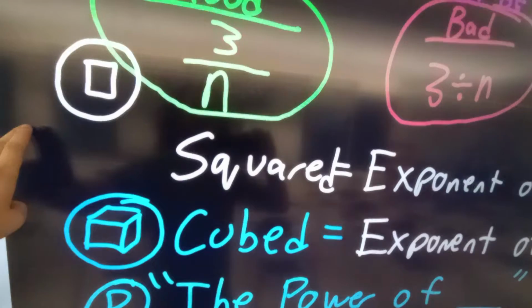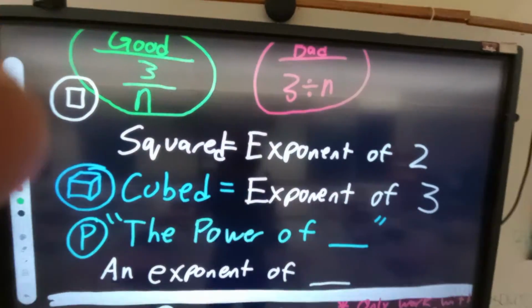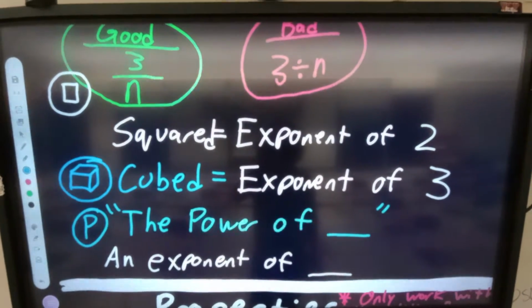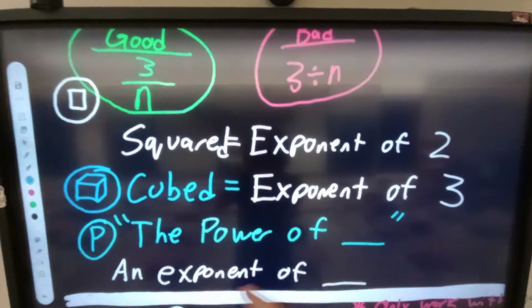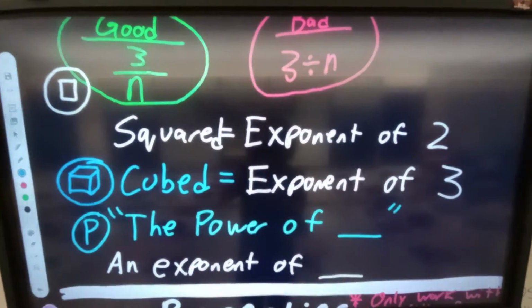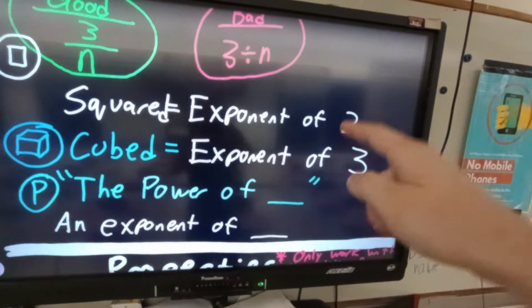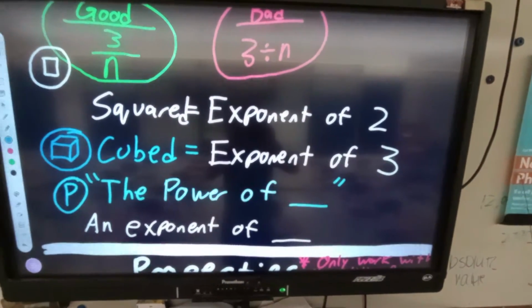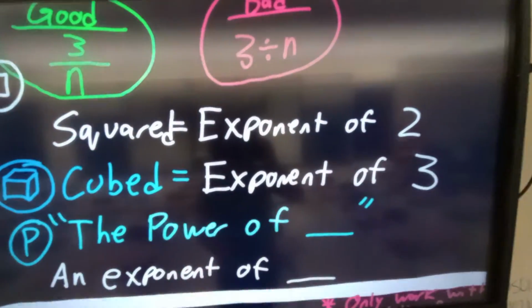Let me just scroll this up a bit. The board is being a bit slow. So squared, exponent of 2, cubed, exponent of 3. And when we say to the power of blank, that means it's an exponent of blank. So if I said 2 to the power of 4, that would be 2 with an exponent of 4. Or if I said 3 to the power of 19, then the exponent would be 19.